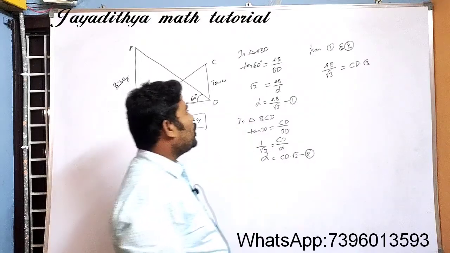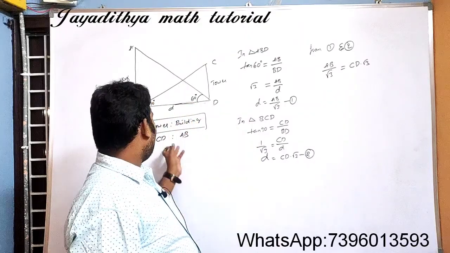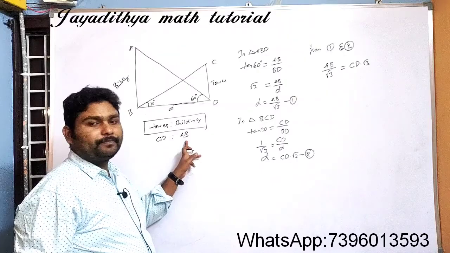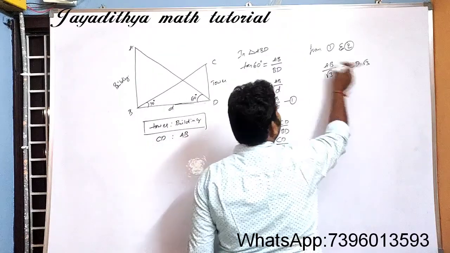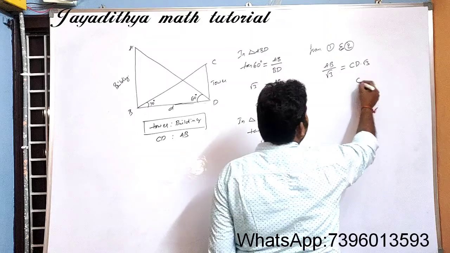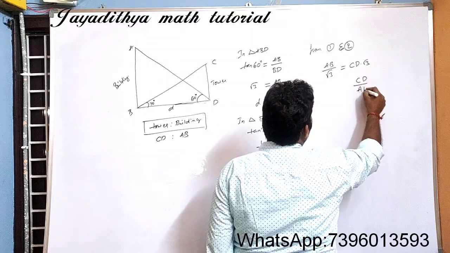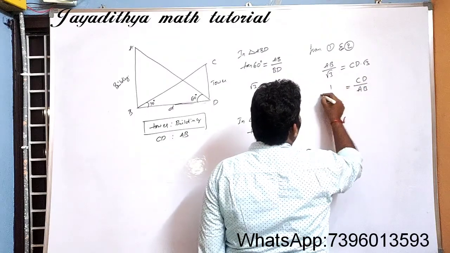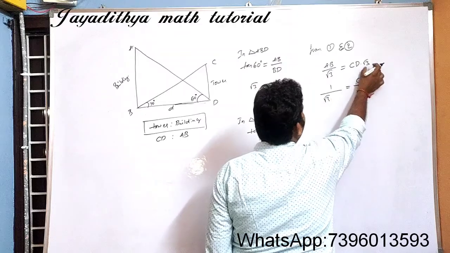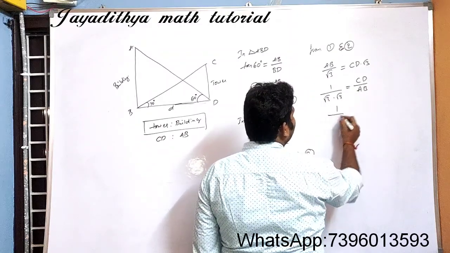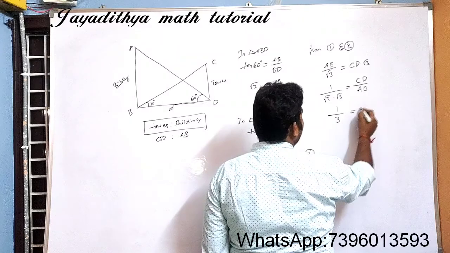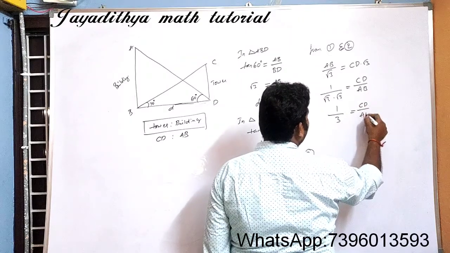So simplify this one. What we want actually? We want CD is to AB, that is CD by AB you want. So here already we have CD. If you bring AB this side, it will be CD by AB, and this will become 1 by root 3, and if you bring this root 3 to this side, this will be root 3. So 1 by root 3 into root 3 is equal to 3, and this is equal to CD by AB.